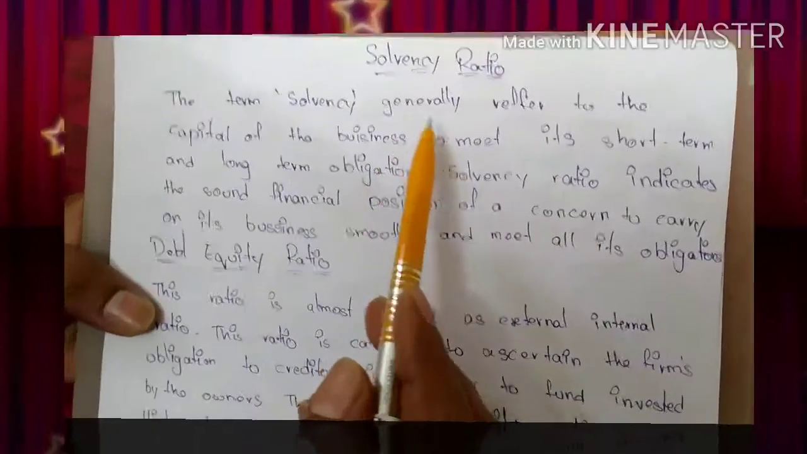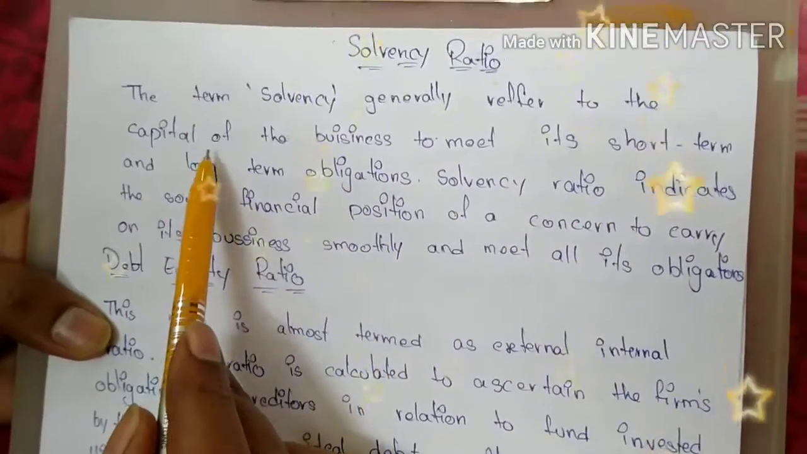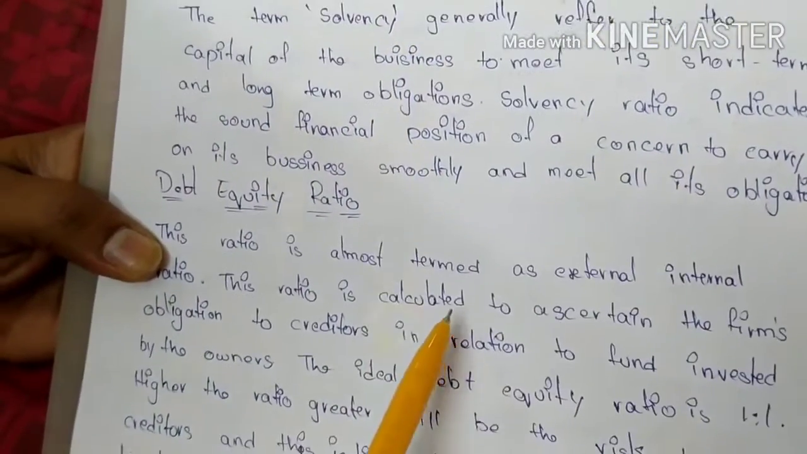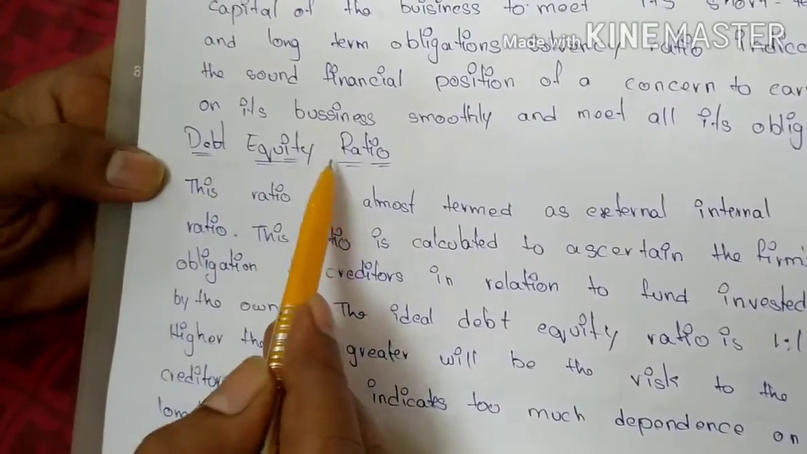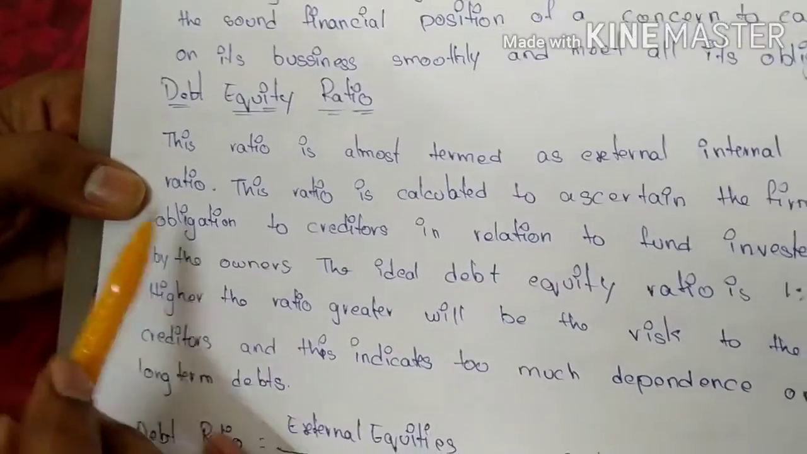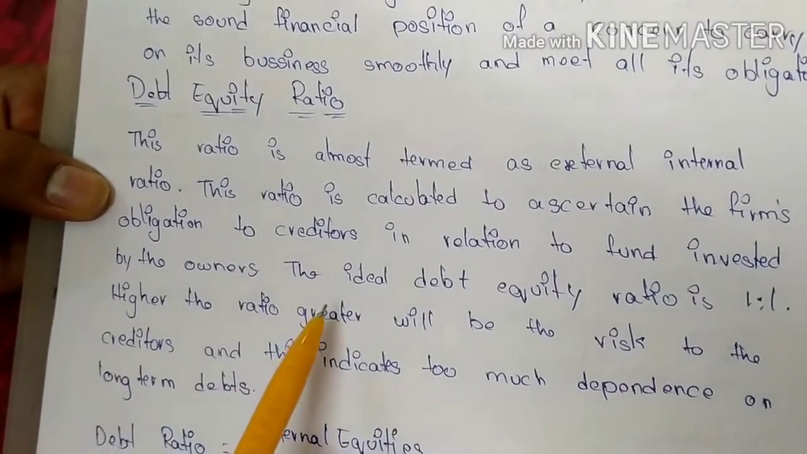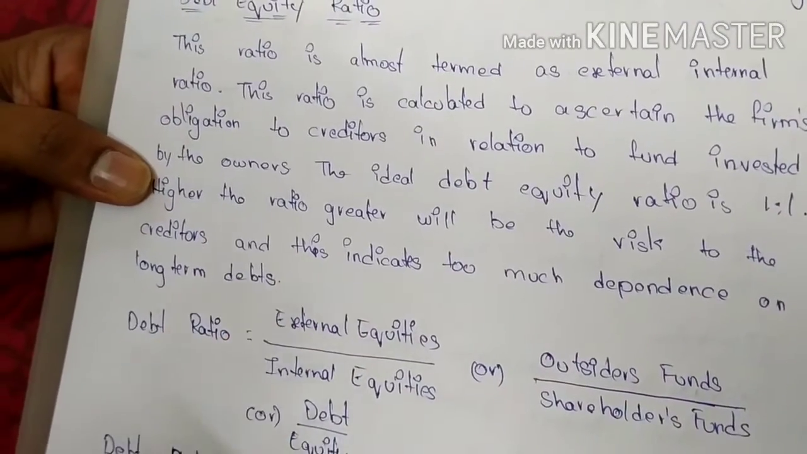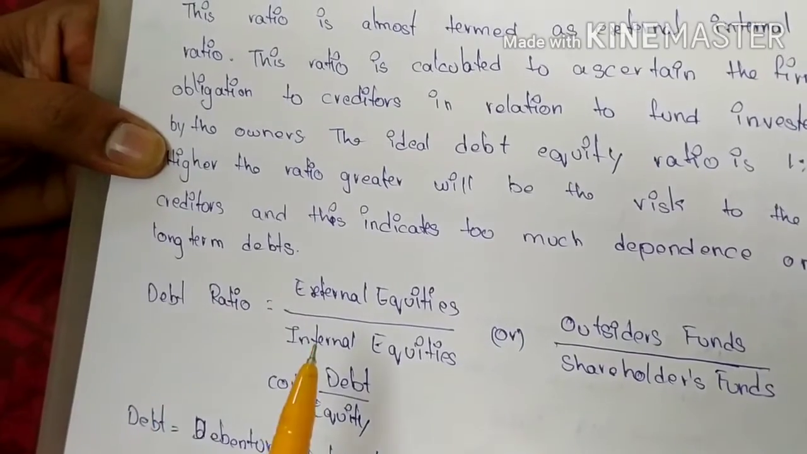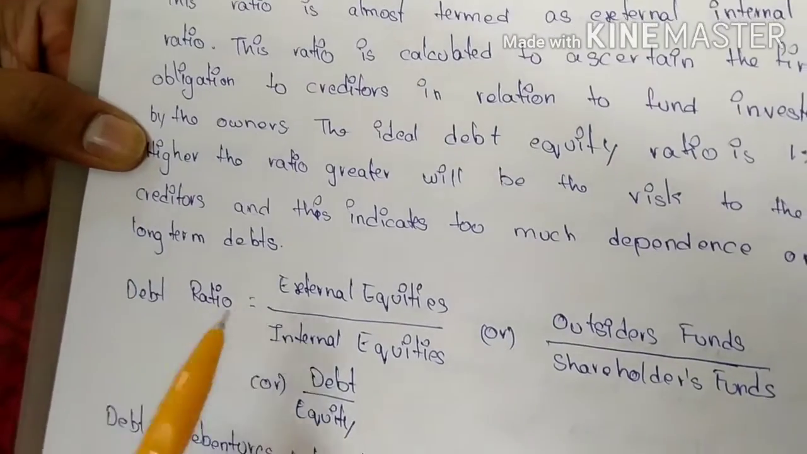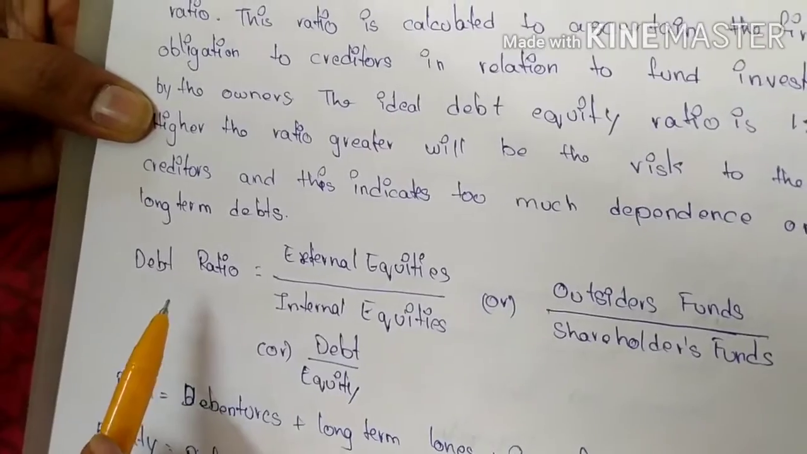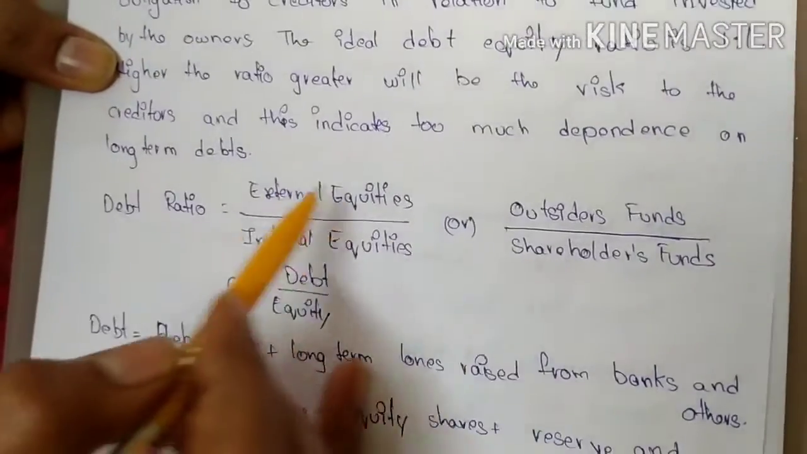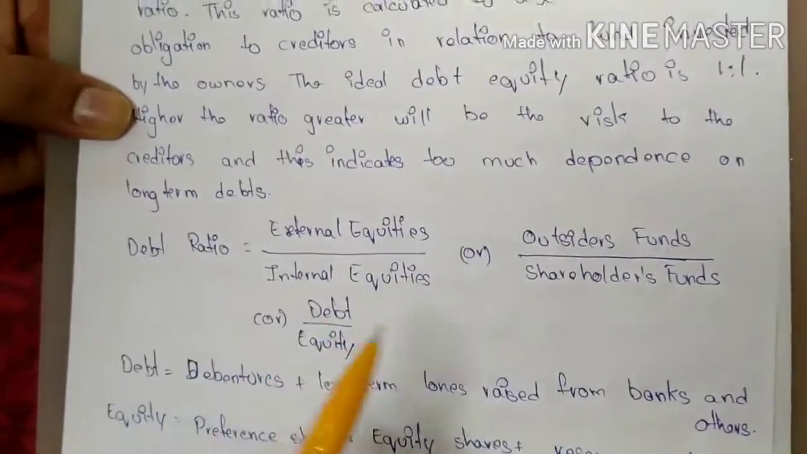The term solvency generally refers to the capacity of the business to meet its short-term and long-term obligations. Now coming to the debt equity ratio, this ratio is the relationship between debt and equity, or otherwise external funds by internal funds. That means external equity by internal equity, or outsiders' funds by shareholders' funds. There are three formulas, but all are similar.